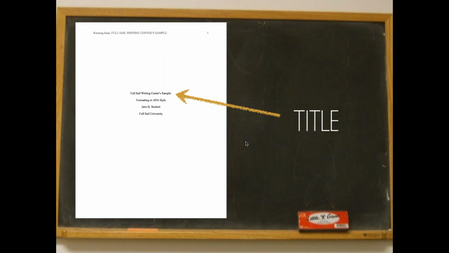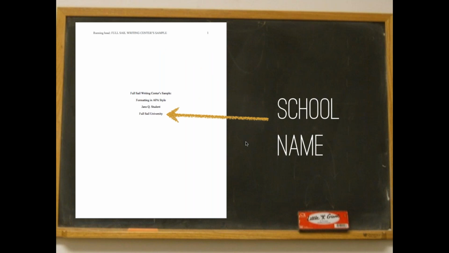All right, centered about halfway down the page, the title of your paper will appear on the first line. Your name gets its own line, and finally the name of your school is on the final line. Now, you don't need anything else on your title page.